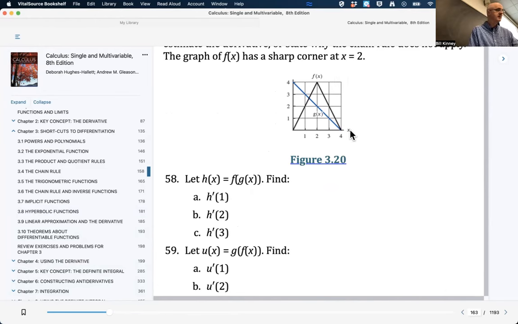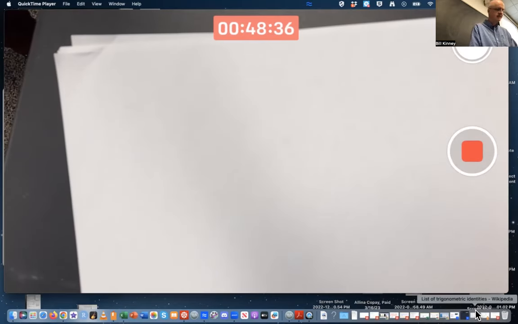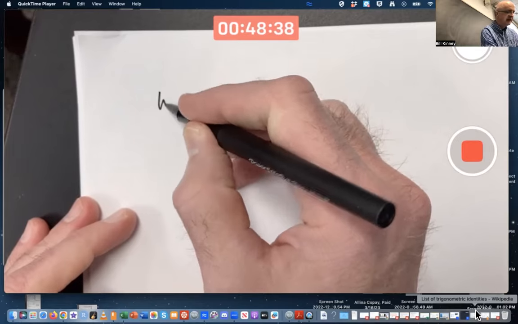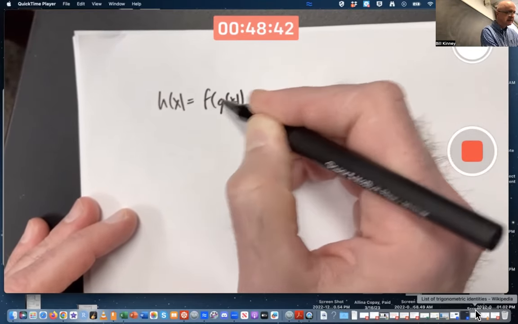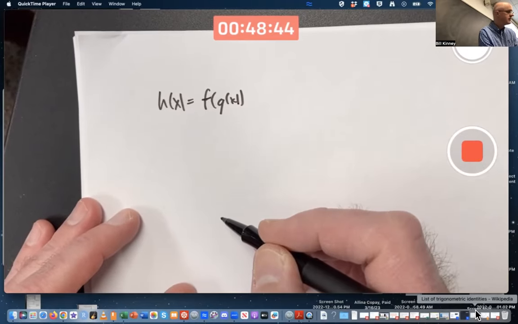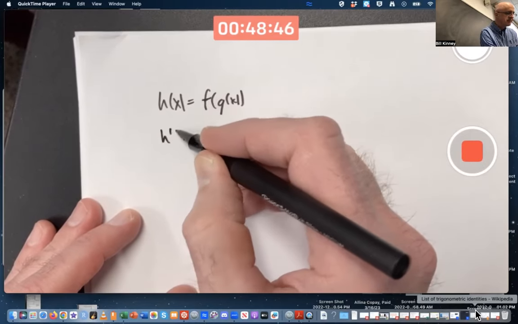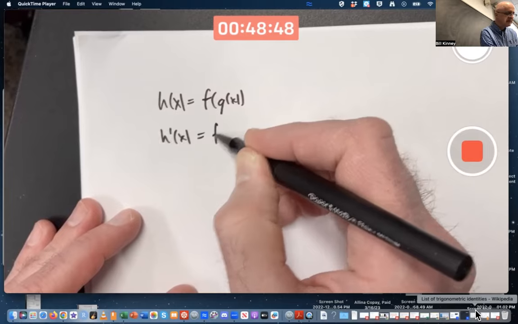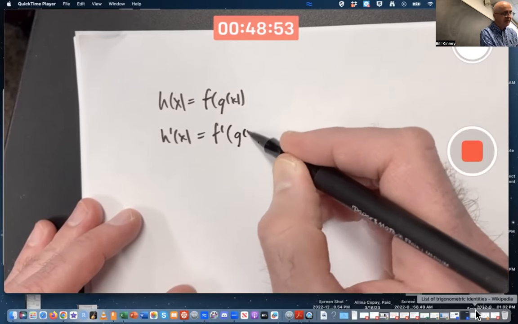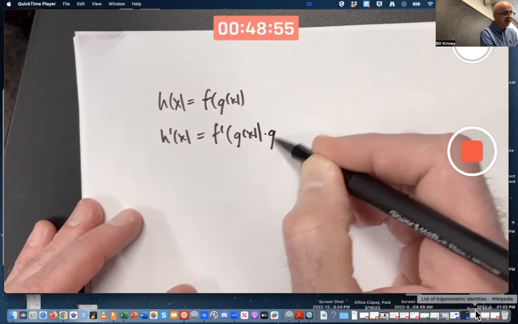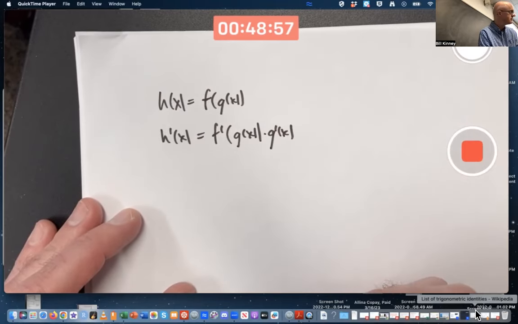Think about it symbolically first. h of x is f of g of x. So wherever h is differentiable, its derivative will be related to where f and g are differentiable: f prime of g of x times g prime of x. That's the chain rule.